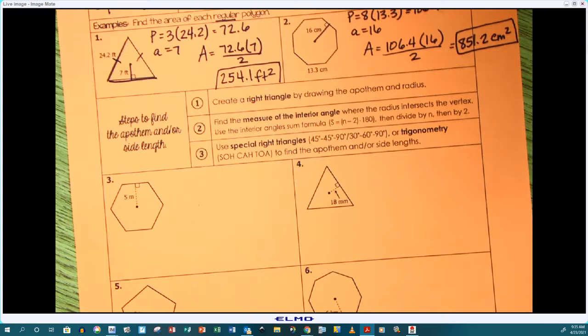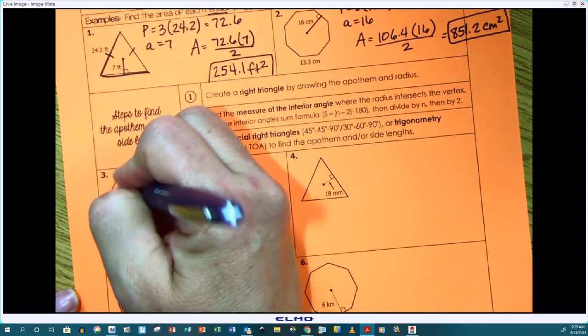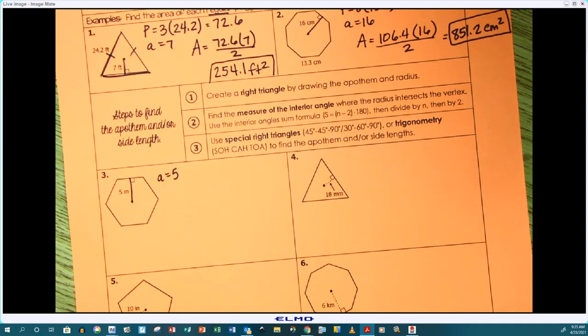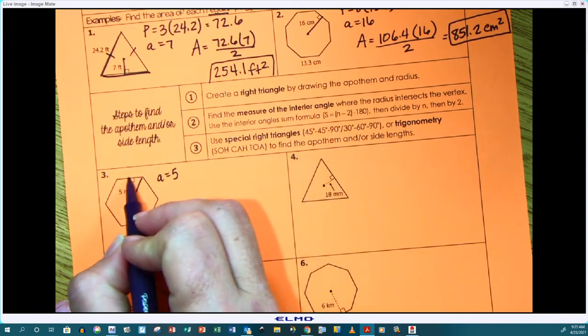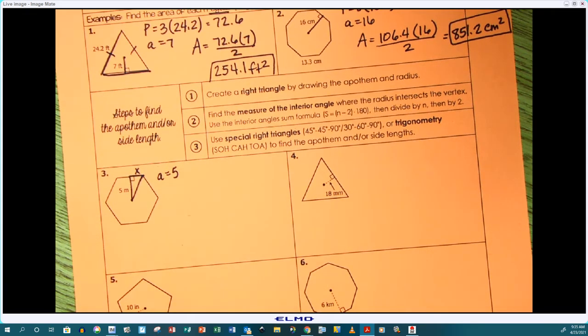Now, if you have to find something that's missing, like if you look at number 3, the only thing that they gave us is the apothem. So what you're going to have to do is you're going to have to create a right triangle by drawing the radius so that you can find that piece right here. So every single one of these questions, and let me start off, I'm going to sidetrack for just a second.